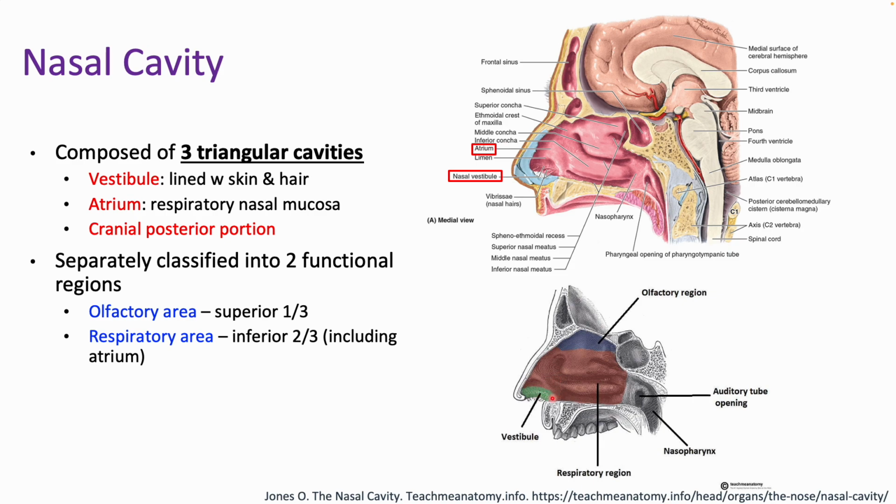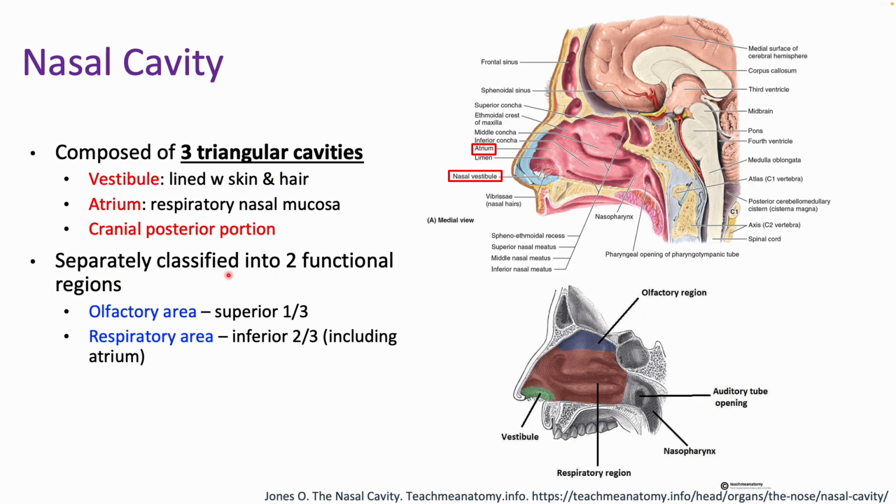Moving further back and more superiorly, we're going to reach the atrium, which is lined with respiratory nasal mucosa, and that's going to be kind of this region here. It's not this whole red region. We'll talk about what that is in a second, but it's going to be right here, or up in here. It's going to be this region here. And then the rest of our nasal cavity is going to be the cranial posterior portion. So that's all of this. In this picture, it's going to be all of this. So that's one way to classify our nasal cavity.